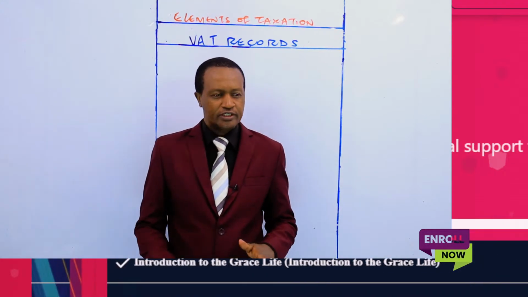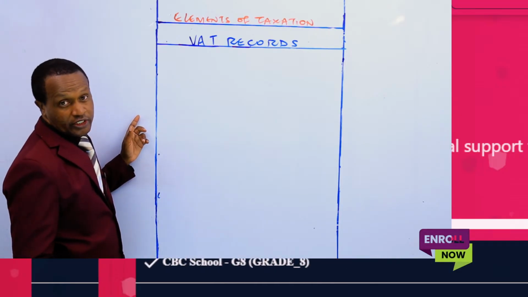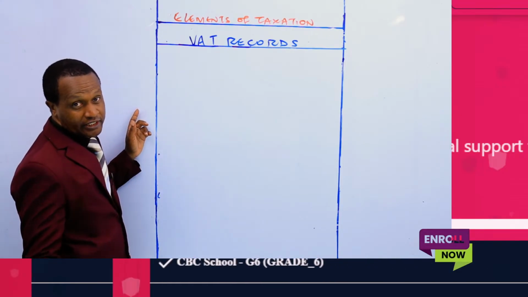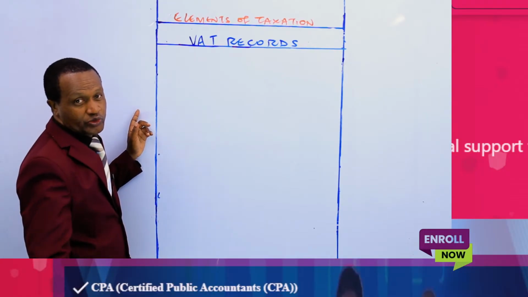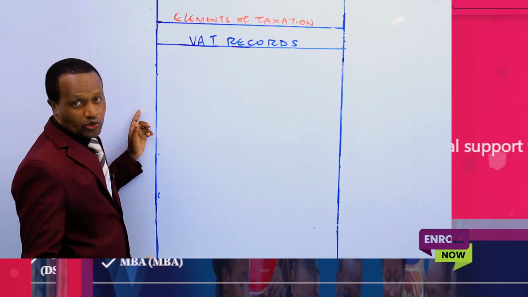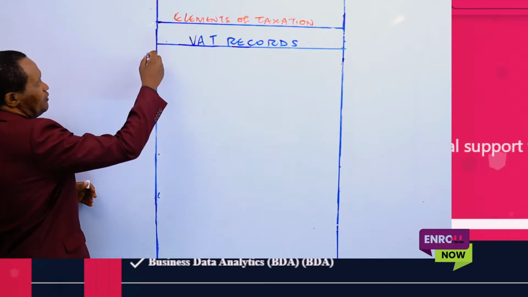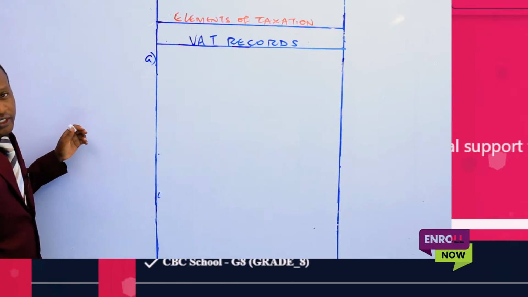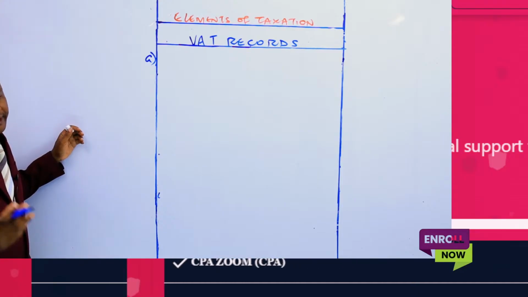And the legal basis for keeping of VAT records is the Tax Procedures Act and the VAT Act, along with their respective regulations. So what are these records? What are these VAT records? Now, the first VAT record is the sales records.